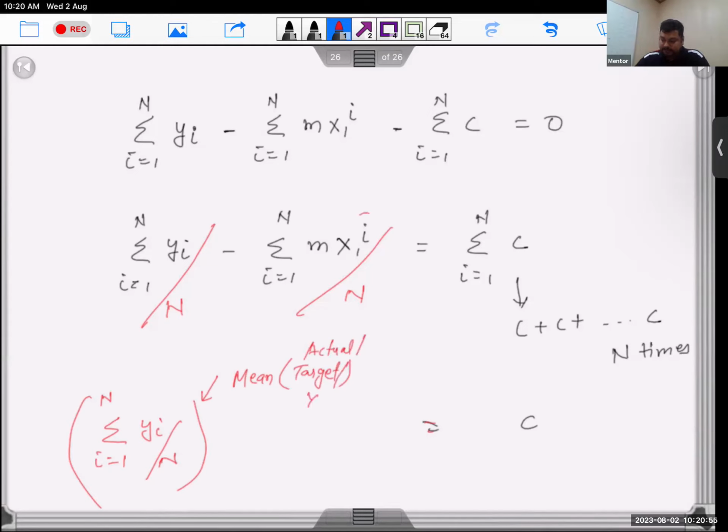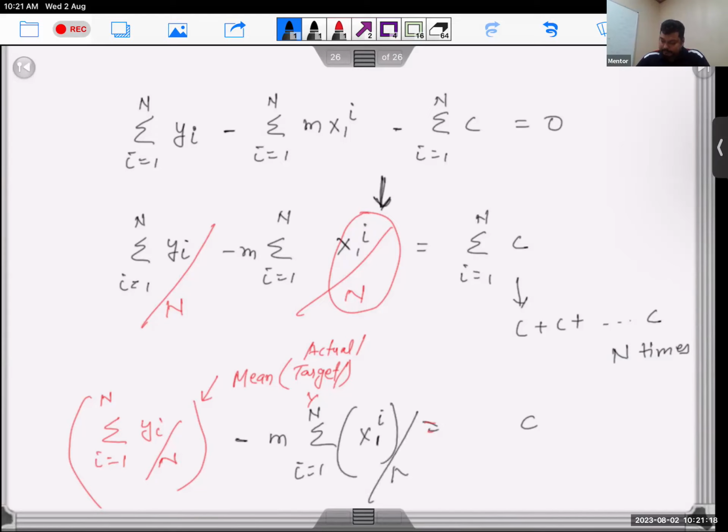And what is this term? See, m is a constant when you differentiate it with respect to c. So m can be taken out. You can write it like this. m is independent of i, right? And what is this term? Mean of the input features. We have only one input feature. Yeah, this is the mean of input.